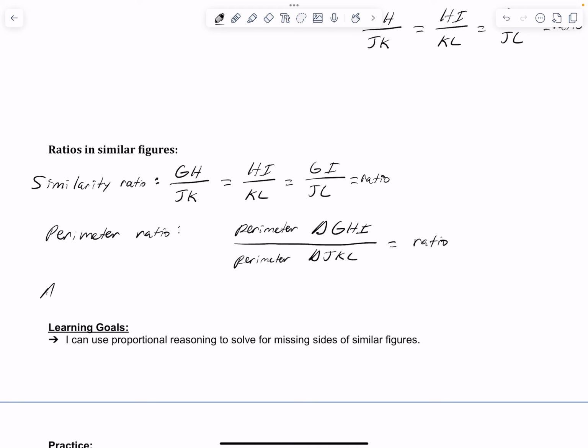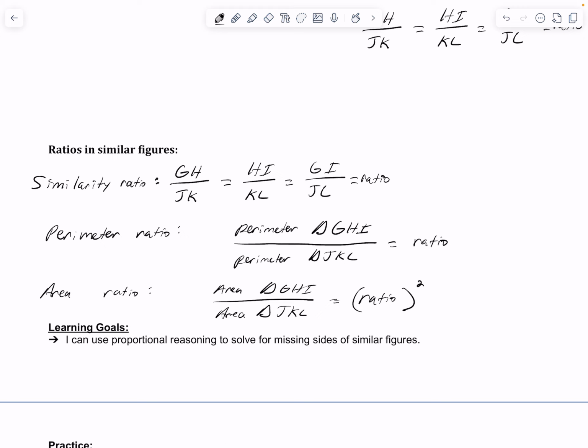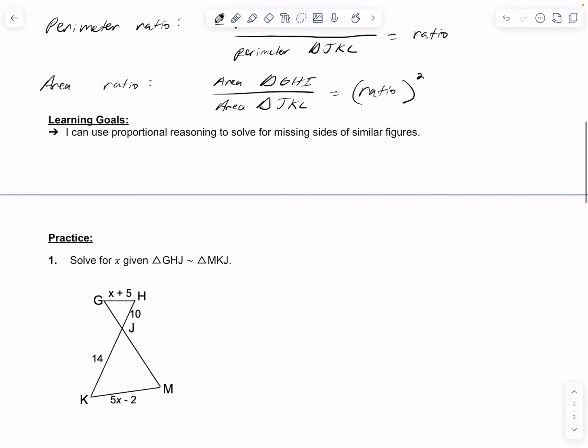All right, and then the area ratio, and this one is just a little bit different. So the area of triangle GHI over the area of triangle JKL. The only difference is you take that similarity ratio that we've been using and it would be squared, right? Which makes sense with area since we're talking about squared units. Okay, so let's use that information to help us with 3 questions.